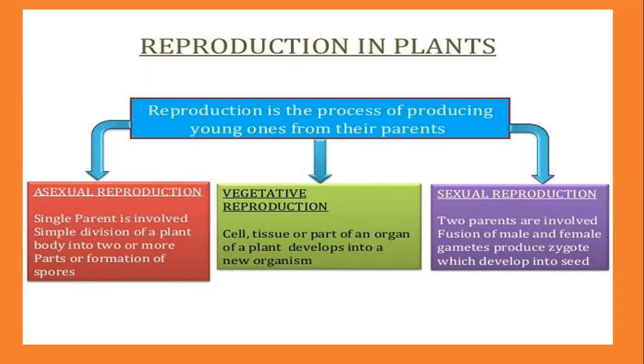In sexual reproduction, the two parents are involved and the fusion of male and female gametes also occurs to produce a zygote, which further develops into a seed. Vegetative reproduction can also be considered as an asexual reproduction in which any cell, tissue, or part of an organ of a plant can be used for developing into a new organism.